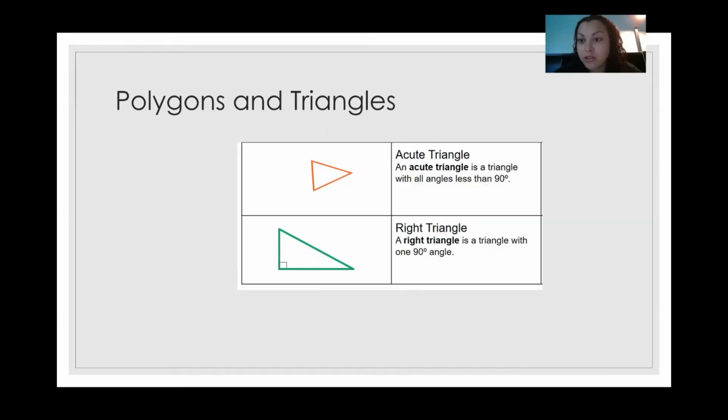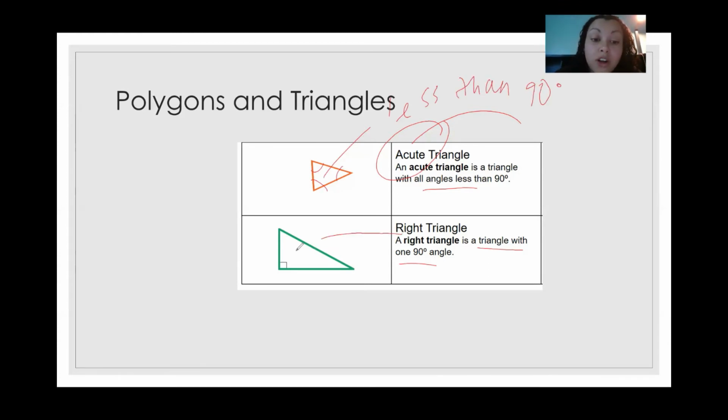2 other triangles, kind of similar to terms we've used earlier. Remember if you heard the term acute, it meant less than 90 degrees. So an acute triangle is a triangle where all the angles are less than 90 degrees. A right triangle is just like that, where it has at least one angle that has 90 degrees. So an acute one means that all of these are less than 90, each of them. But in a right triangle, at least one of the angles has 90 degrees.